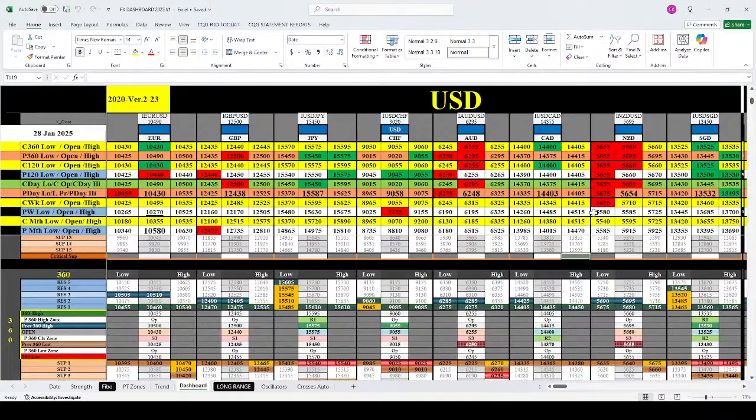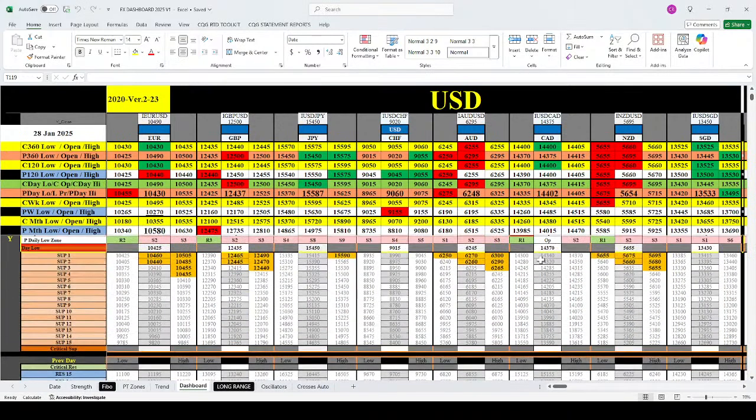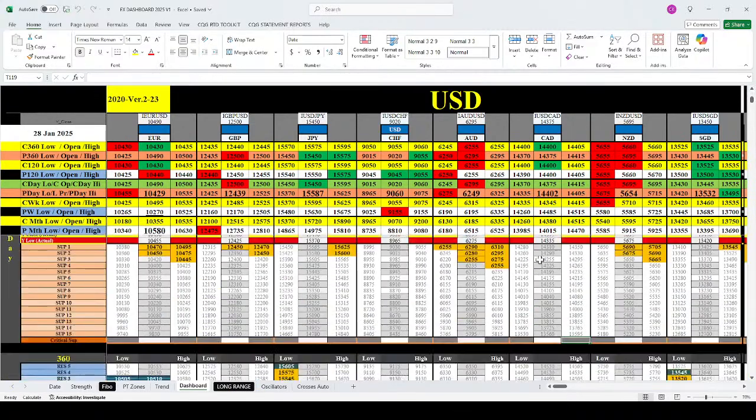Okay, now let's see. Your previous current week high is 14415, and once it breaks, then we can see the price heading towards 35, 50, and 70.